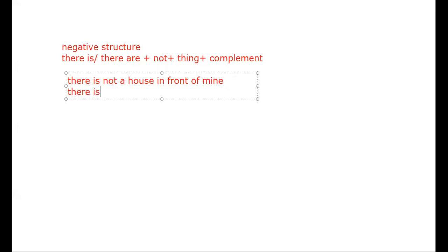Another example, there aren't, or there are not, trees next to the supermarket. Great. Tatiana, example, using there is and there are. In negative.